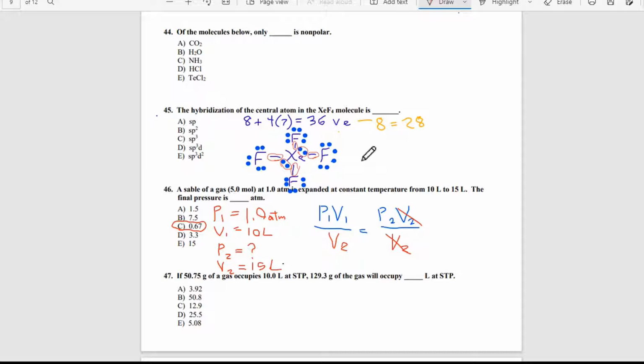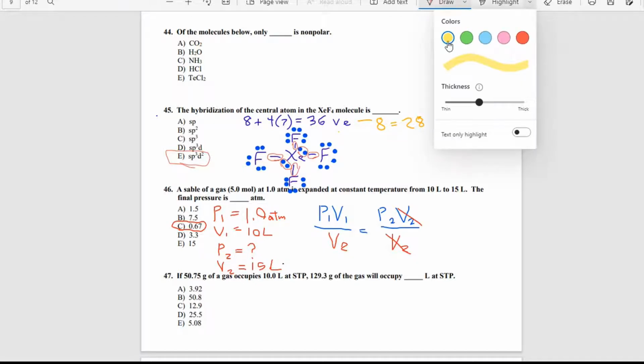You'll hybridize the number of orbitals for which you have electron domains. So 6 electron domains, 6 hybrid orbitals. If there are 4 electron domains, 4 hybrid orbitals. And in this case, if I need to hybridize 6 orbitals, that means the hybridization is sp3d2. Yep, this one. Very good.